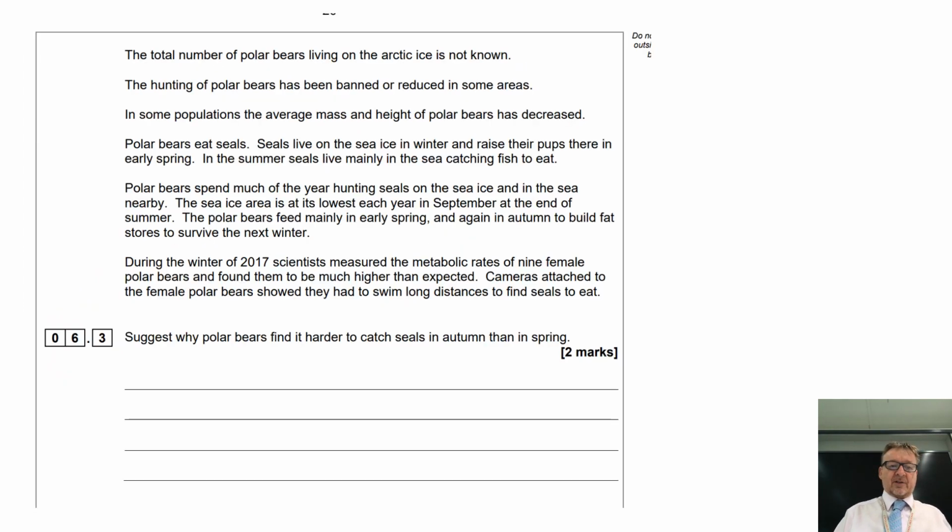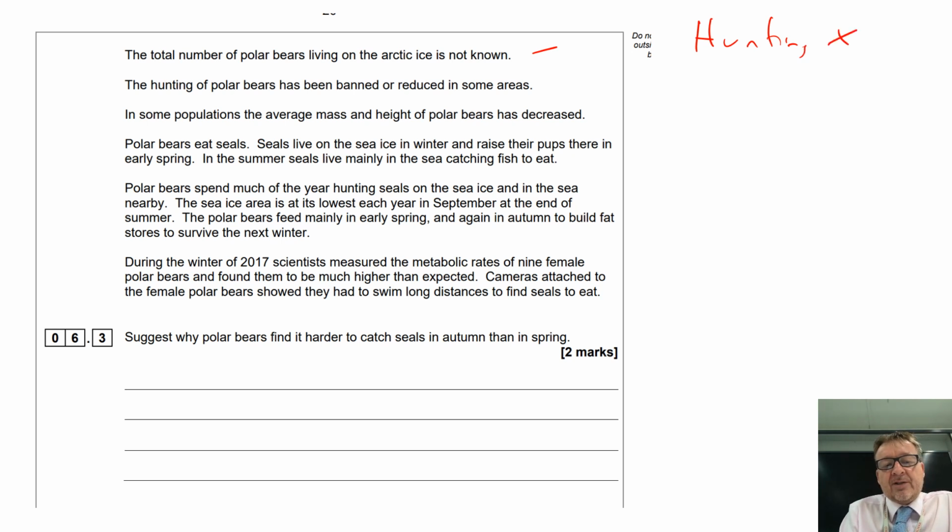Okay. Oof, lots of writing. Doing English exam now. Okay, so the total number of polar bears living in the Arctic ice is not known. Okay, fair enough. The hunting of polar bears has been banned. Okay, so hunting banned. Naughty, naughty.